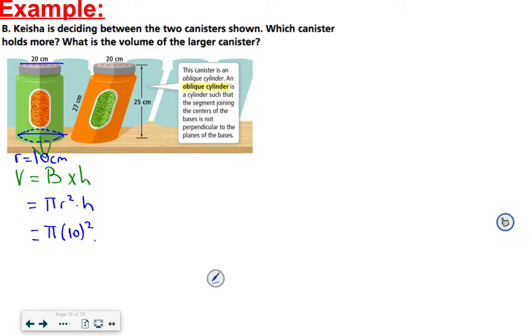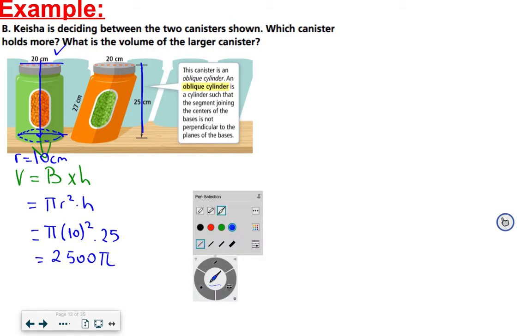times, what is the height? What is the height, ladies and gentlemen? 25. From here, you will get that 2500 pi is the volume of this first canister. Now, I need to get the volume of the second canister.